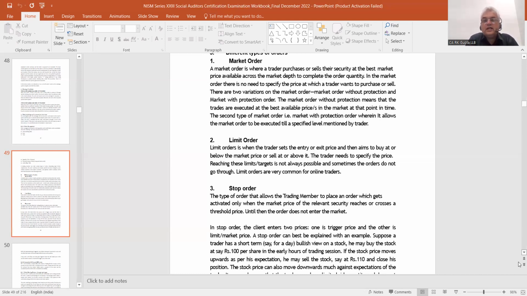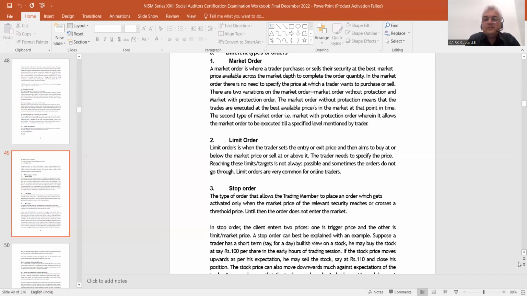So in stop order, the client enters two prices. One is the trigger price and the other is the limit or market price. So this stop order will include two things. One is the entry, the trigger point, and the other is the limit or market price.